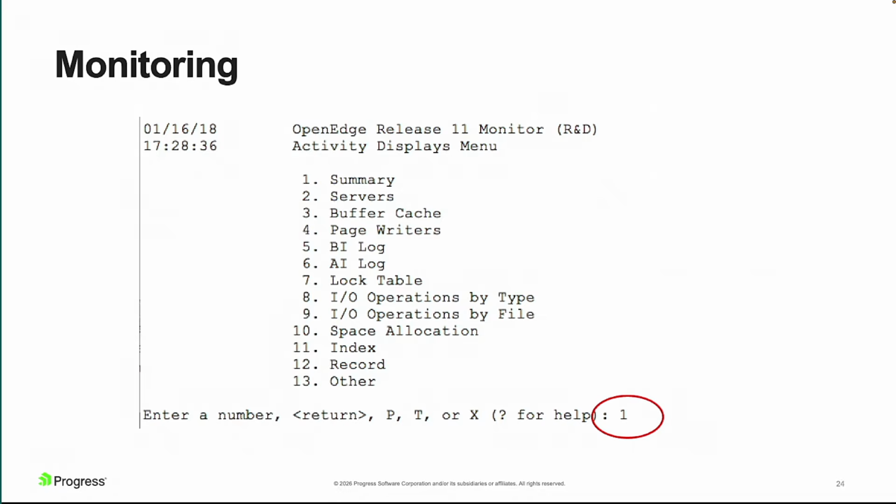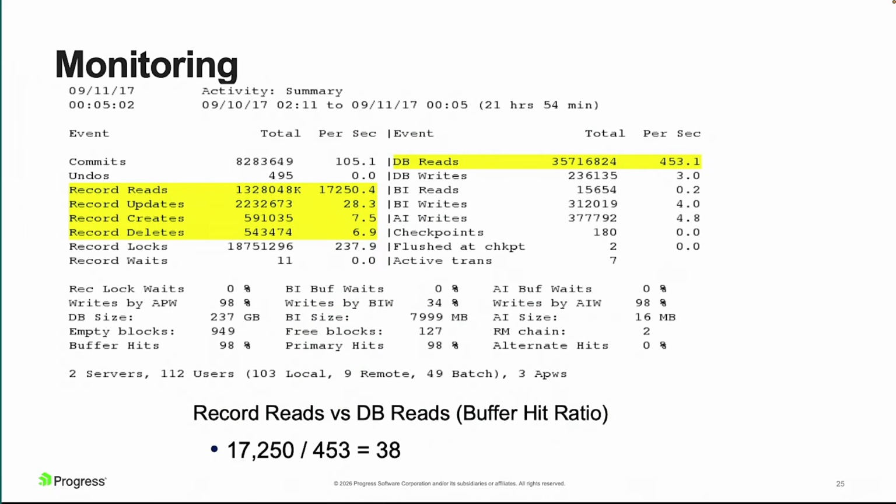So this gives us a summary, it gives us servers, buffer cache. A lot of these things you're going to be looking at if you're trying to debug a performance issue. But again, we're going to work on the biggest bang for your buck here. Okay, so we're going to go ahead and look at summary. And here we have a big summary screen. It gives us a lot of information.